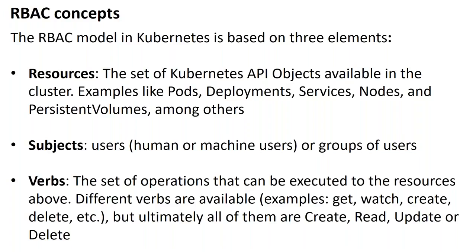what concepts we have in RBAC. Typically in RBAC there are three major keywords, or three elements: resources, subjects, and verbs. Now, what do we mean by resource? A resource is nothing but the objects that we have been creating so far, the APIs using which we manage certain objects in the cluster. So your pod, your service, your deployment, all of them are what we call resources.